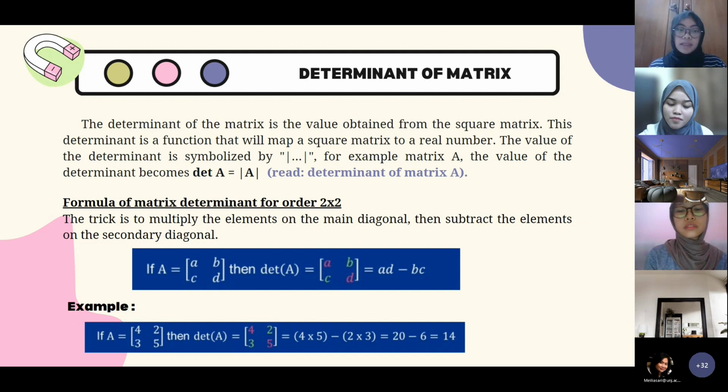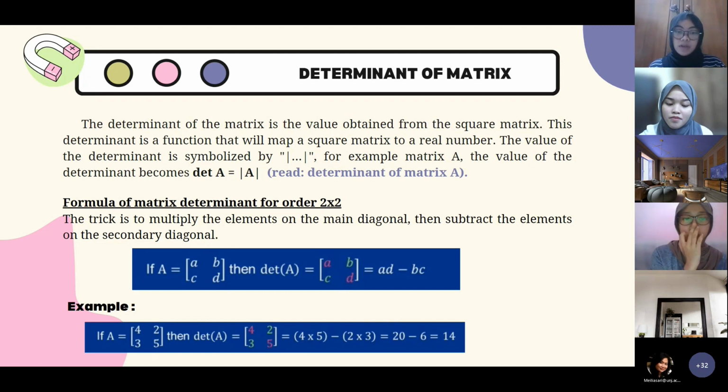Determinant of matrix. The determinant of the matrix is the value obtained from the square matrix. This determinant is a function that maps a square matrix to a real number. The value of the determinant is symbolized like this. For example, for matrix A, the value of the determinant is written as determinant A, equal to the determinant of matrix A.